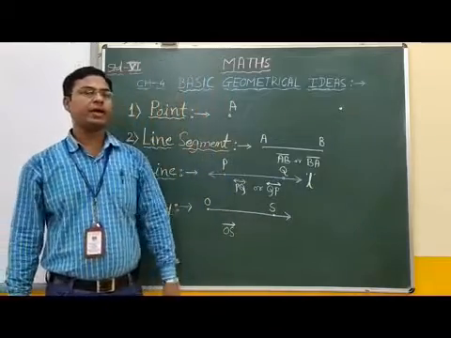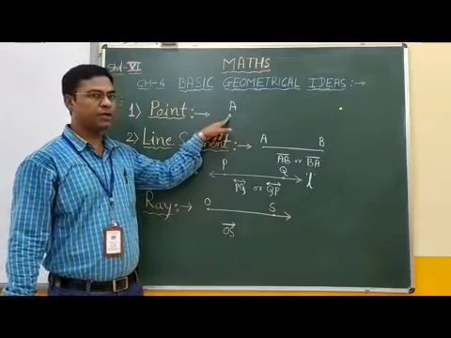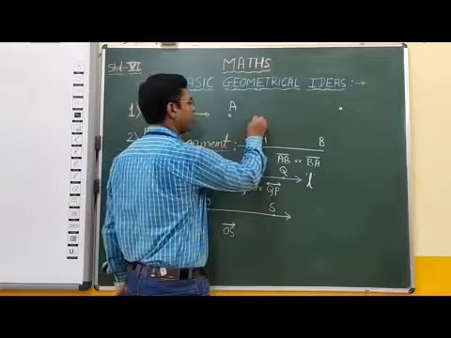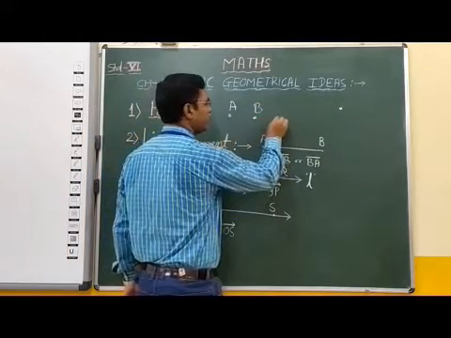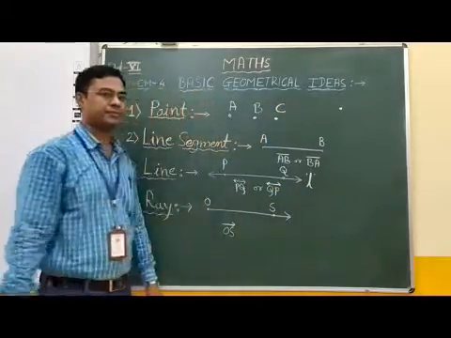Point is denoted by a single capital letter. Here, point is denoted by capital A. If I take another point, it is denoted by capital B. If I take another point, it is denoted by capital C.